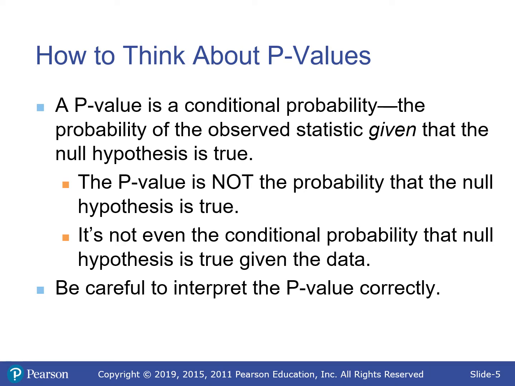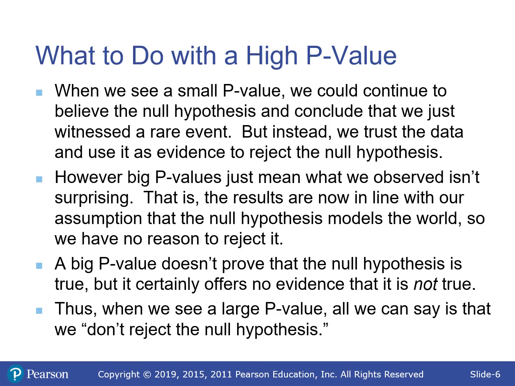We assume the null hypothesis is true, and then we look at the data. Was our data surprising, or was our data not surprising? That's what we're looking at. And so do be careful to interpret that p-value correctly. On the AP test, that can be the difference between an essentially correct and a partially correct, by interpreting the p-value incorrectly.